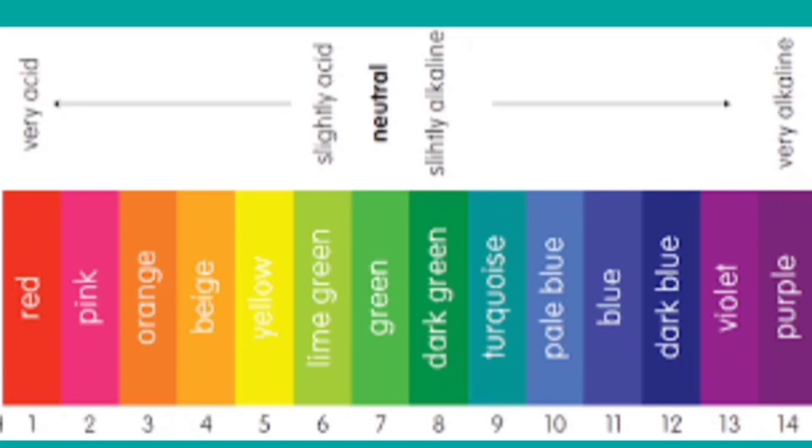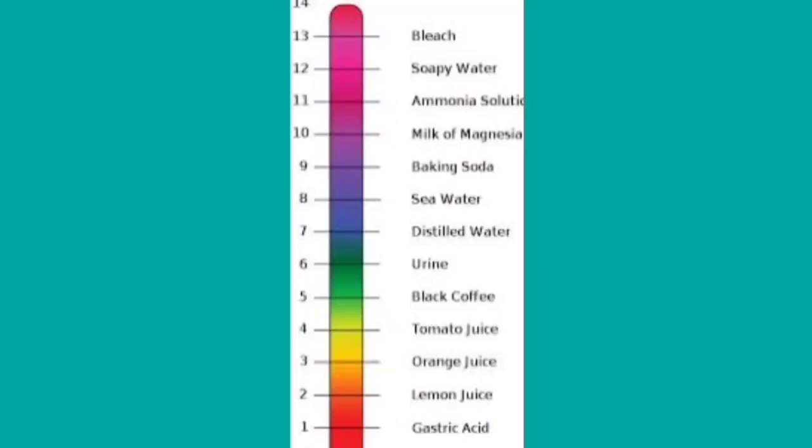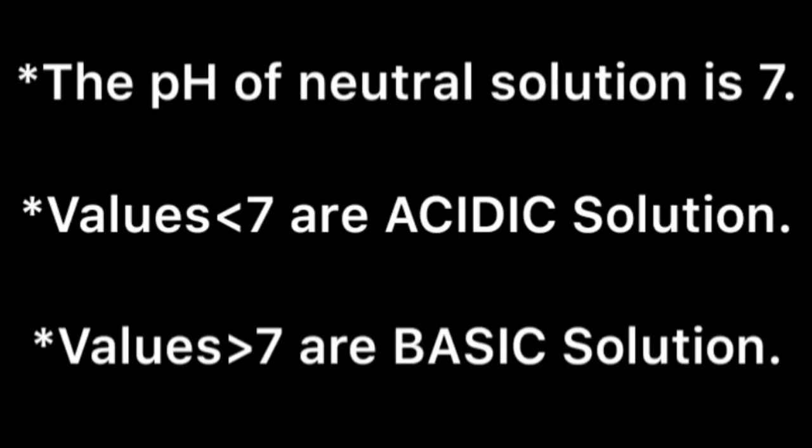Here in this picture, you observe different colors. That is nothing but strong or weak acids or bases; by these colors we can represent them. Here is the picture; they represent the pH values of the different items. The pH of a neutral solution is 7. Solutions which have a value of 7 are neutral. Values less than 7 are acidic solutions. Values greater than 7 are basic solutions, meaning they are bases.